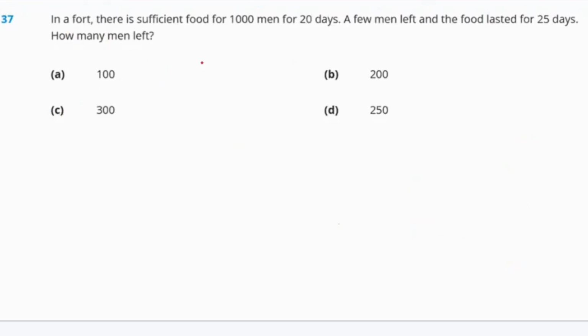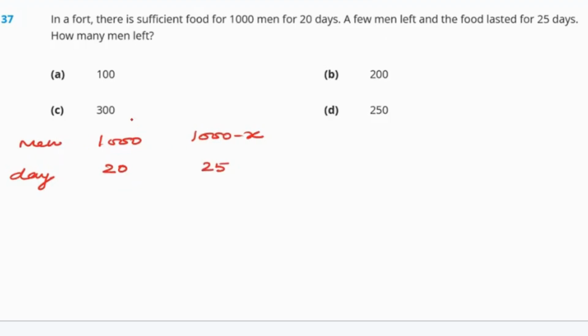Question number 37 says that in a fort there is sufficient food for 1,000 men for 20 days. So for 1,000 persons, the food is sufficient for 20 days. A few men left, we don't know how many, so we take x men as having left. Now the food lasted for 25 days.